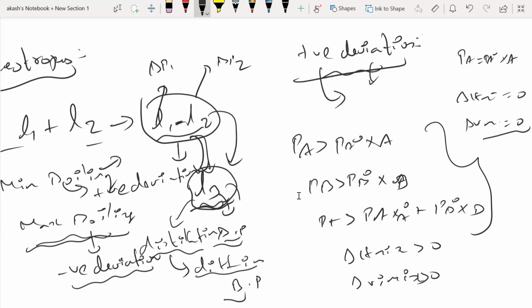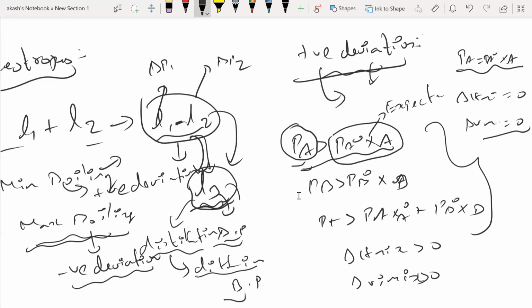Now, what do you see is happening here? Say, for example, I take the liquid A. If it was an ideal solution, it would have been PA is equal to PA naught XA. But the vapor pressure I have in reality is more than what I expect. Expected is PA naught XA. This is the expected value. This is my observed value, that is what I see in reality. What I see in reality is PA, which is greater than the expected value.